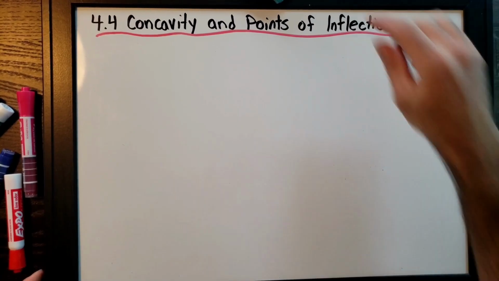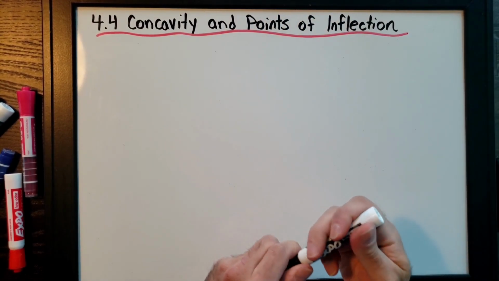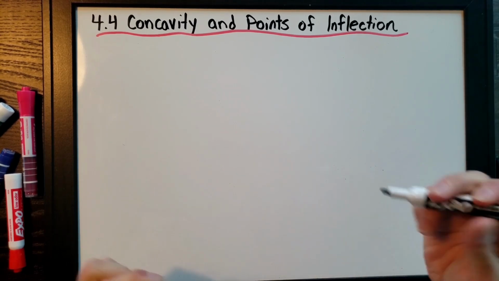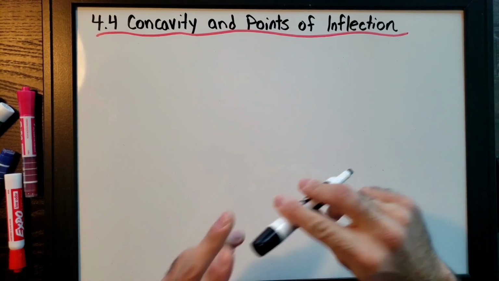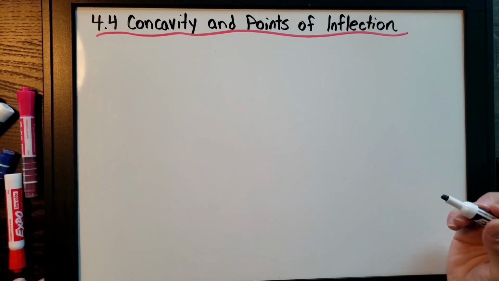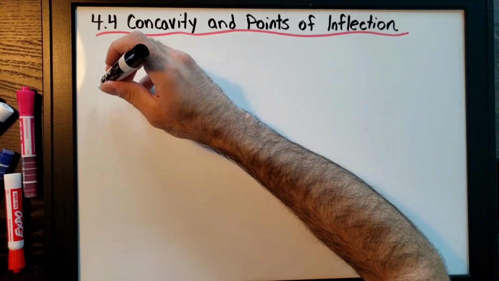All right, so section 4.4 is about concavity and points of inflection. These are more things that we can consider when we're curve sketching. It's another strategy. So let's talk about what concave up and down means.